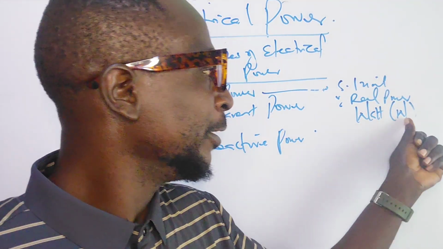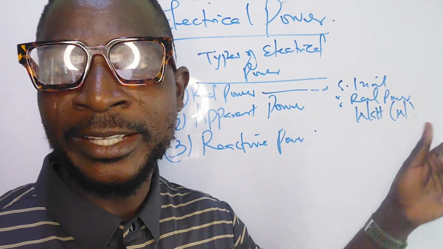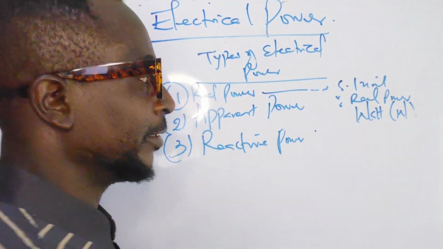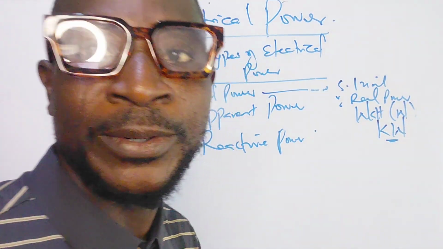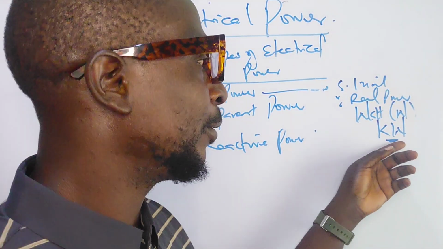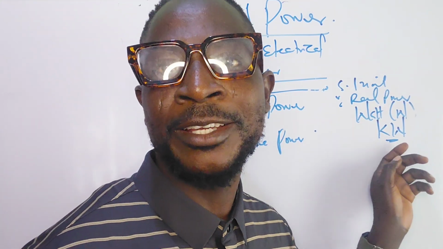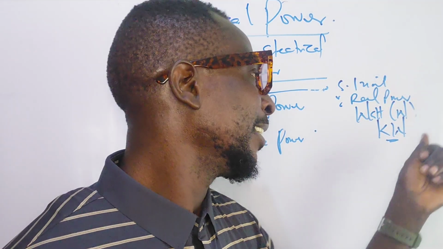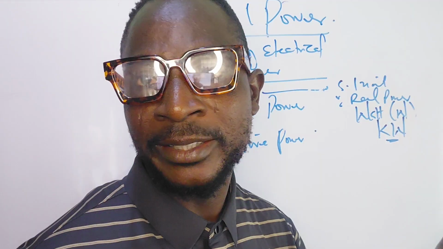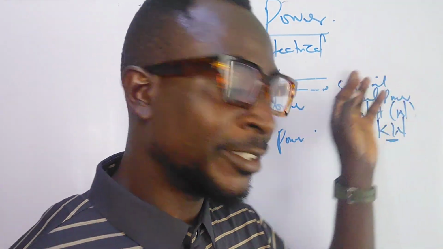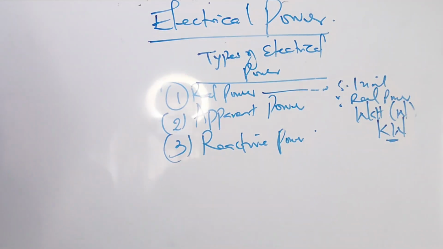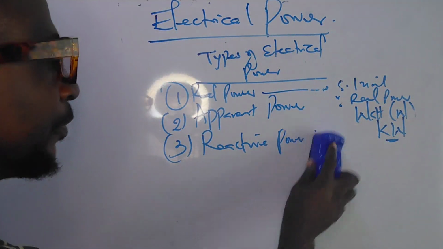Then the higher unit of this, if you multiply this by 1,000, then we talk of kilowatts. 1,000 watts is equal to 1 kilowatt. Then 1,000 kilowatts is 1 megawatt. So we know we have all this in the concept of solar systems. Then we talk of apparent power.